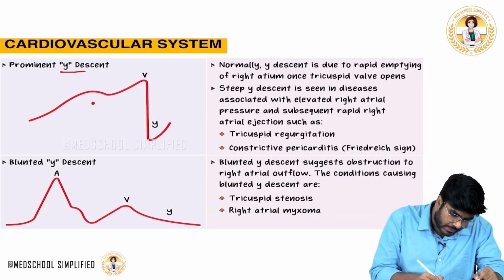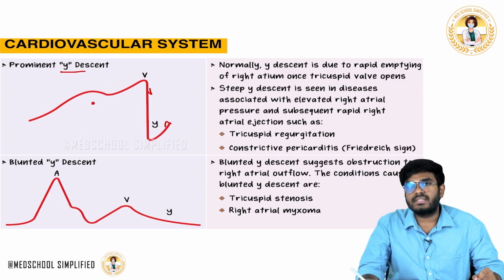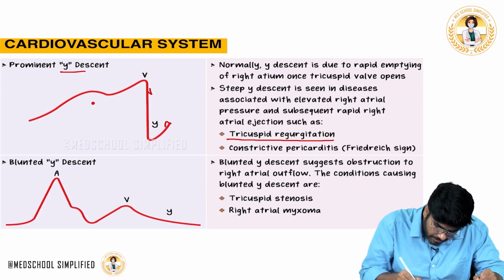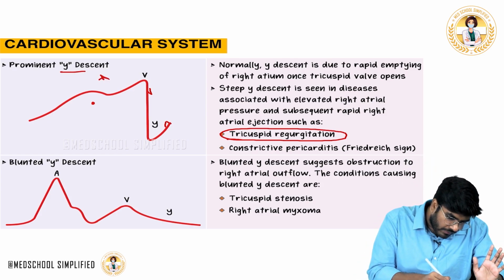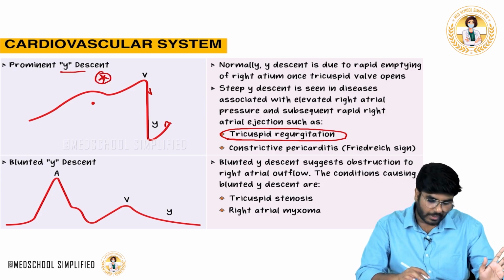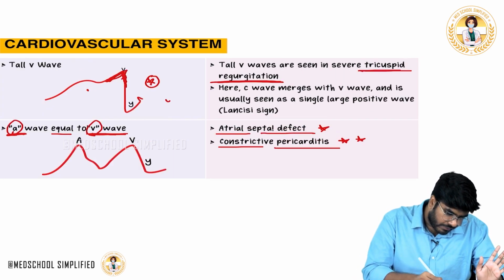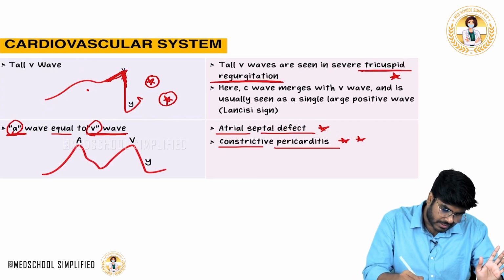Are you able to see this wolf appearance? Whenever you see such a thing, again tricuspid regurgitation, simply follow tricuspid regurgitation, that's it. Okay, so prominent Y descent, same answer. Tall V wave, same, tricuspid regurgitation.